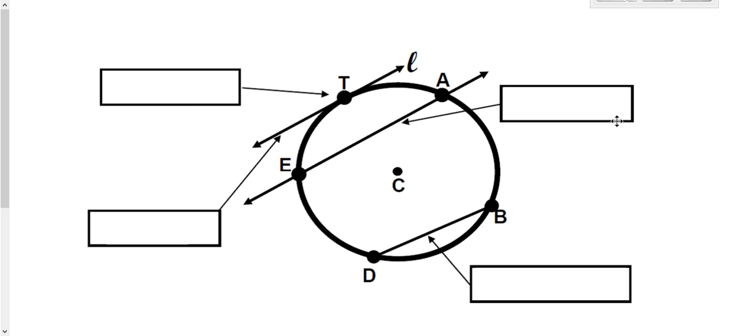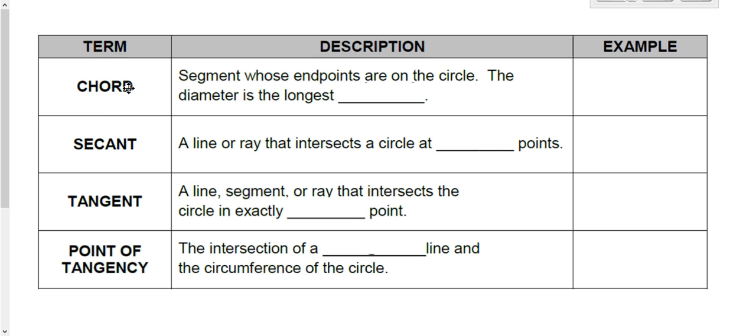Now we get to some new terms here. So I'll look at their descriptions and then we'll go back to this picture. A chord is a segment whose endpoints are on the circle. That diameter is the longest chord. In the picture, there's a chord segment DB. Remember, this is a segment. Later in these other things, they're going to be lines or rays or something. But a chord is just a segment.